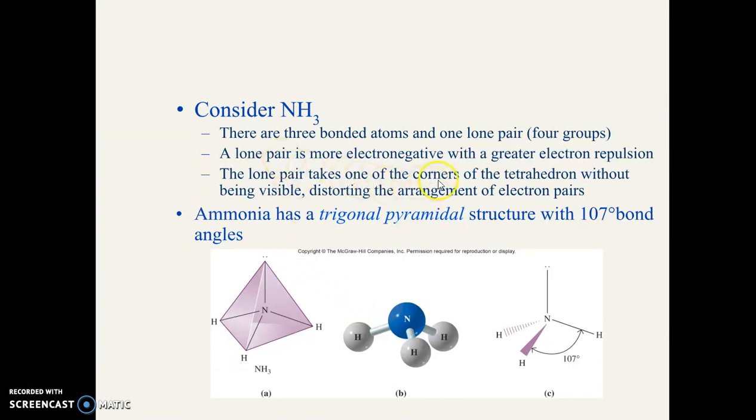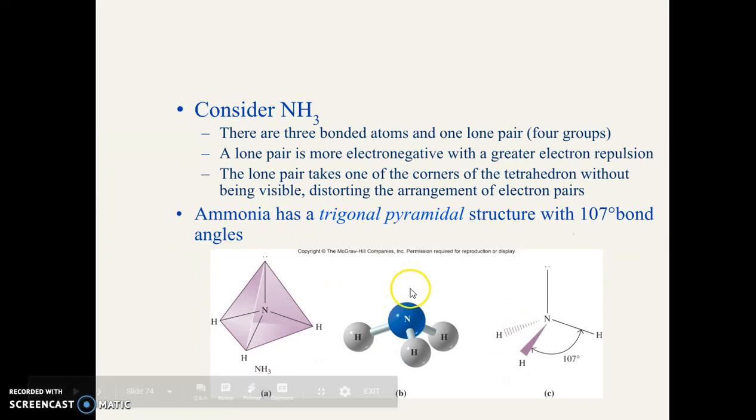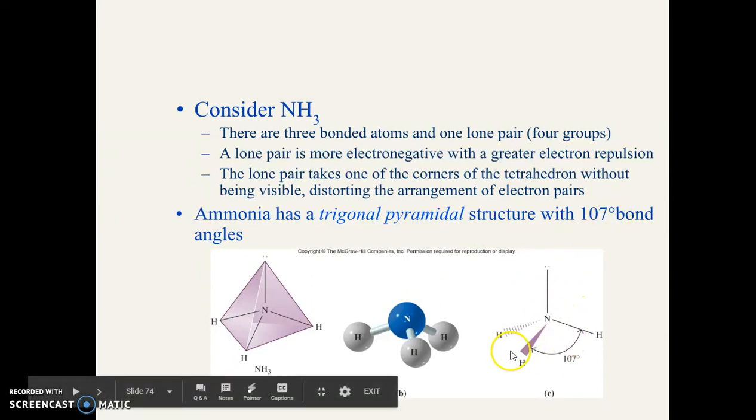So that lone pair takes one of the corners, and without being visible, it's going to distort the arrangement a little bit. So it's not going to be a true tetrahedron because you don't have this one coming out the top. You have something that's more electronegative now on top. And so it changes the bond angle a little bit to 107 degrees. You can see it still looks like a tetrahedron, but this lone pair is not going to have anything bonded to it. So it changes this bond angle a little bit, and we call this a trigonal pyramidal. You're missing that 4th piece of the tetrahedron.